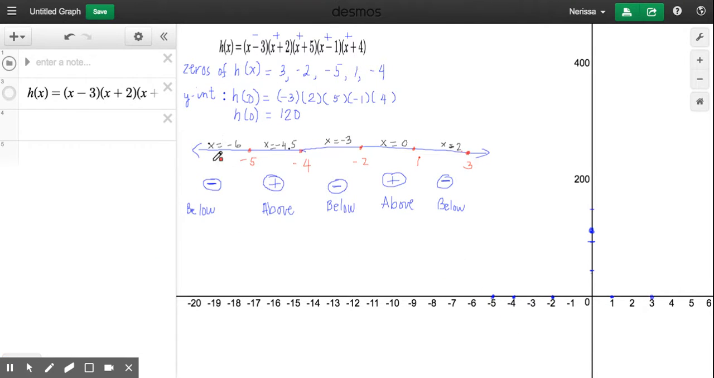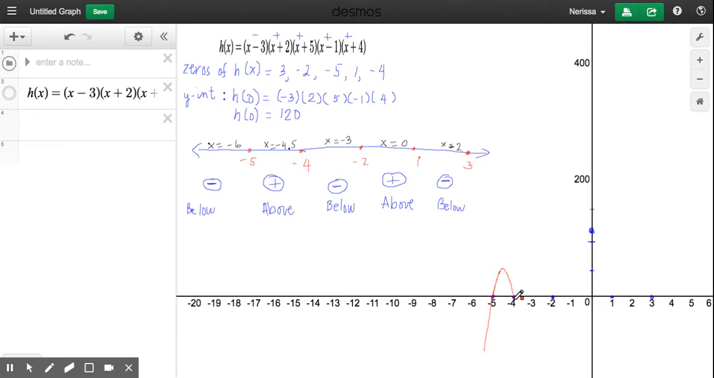okay, it says in this section, on the left side of -5, the graph is below. So then on the right side of -5, the graph is above. So it's going to cross the x-axis and go to the positive territory. But then it has to reach the highest point and come back to touch 4. And then after 4, on the right side of 4, the graph goes below the x-axis.